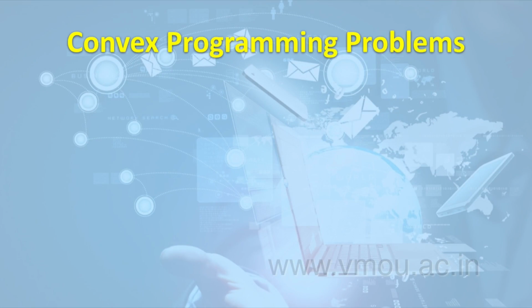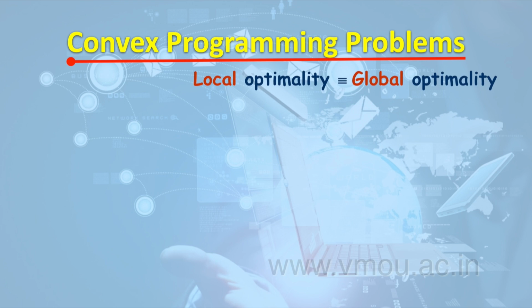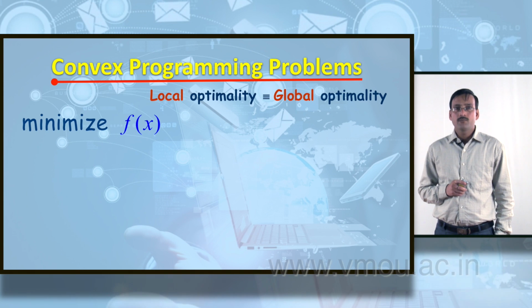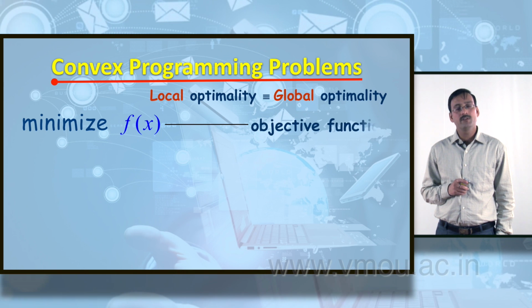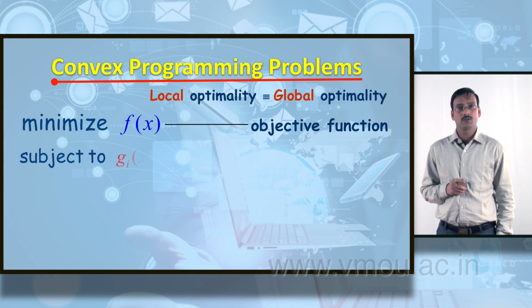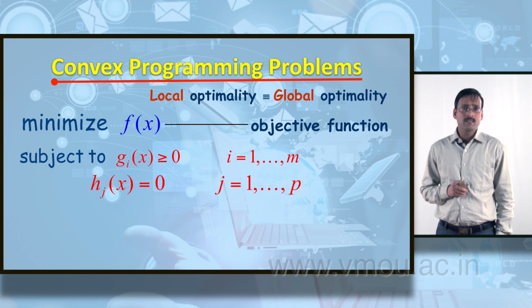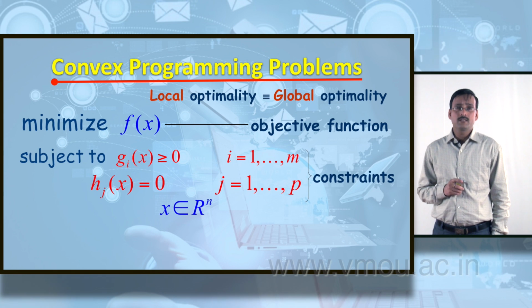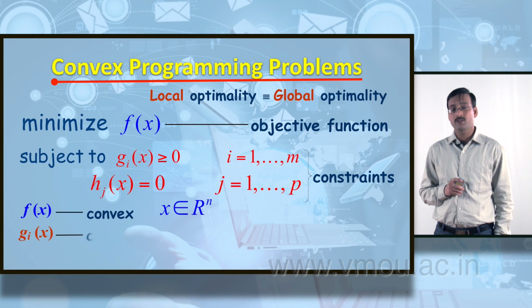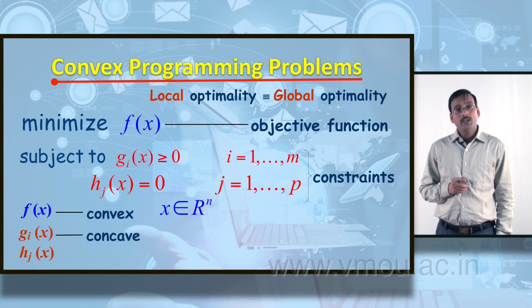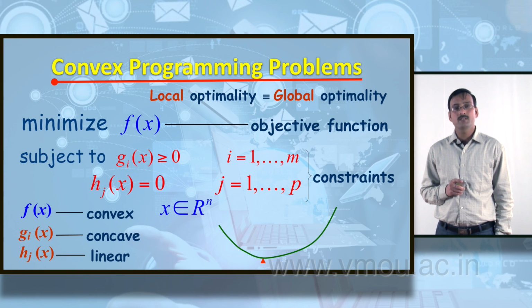This is one type of optimization problem, the convex optimization problem, which in general language is called the convex programming problem. For this problem, the local optima and global optima coincide, meaning there are no local optima, only one global optima. In the convex programming problem, the objective function remains the same. The only difference is that the objective function is now a convex function, and that is a must. For the set of inequality constraints, g_i(x) greater than or equal to 0, g_i(x) must be concave.